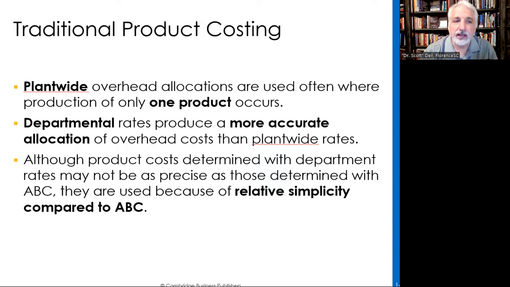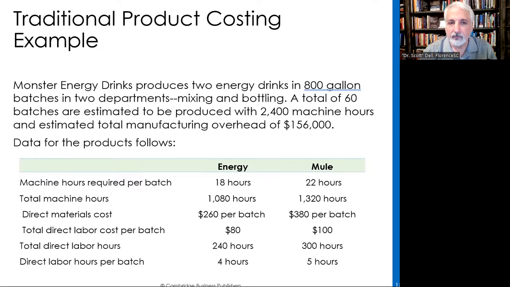If we've got one rate to allocate rather than 6 or 8 or 12 departments, one calculation is easier than 12. So let's take a look at Monster drinks. Say we have two energy drinks, 8-gallon batches, two departments, mixing and bottling. A total of 60 batches are estimated to be produced for 2,400 machine hours, total manufacturing overhead of 156,000. So we are estimating, and we can come up with a single rate in traditional costing.